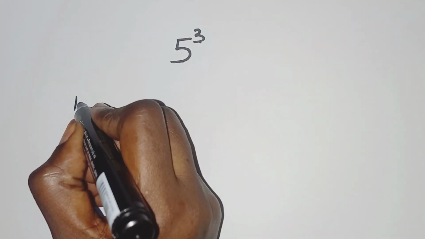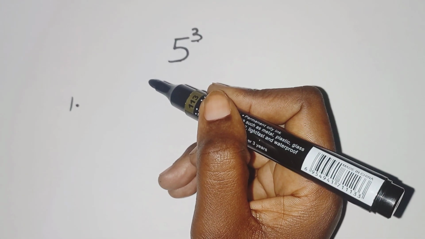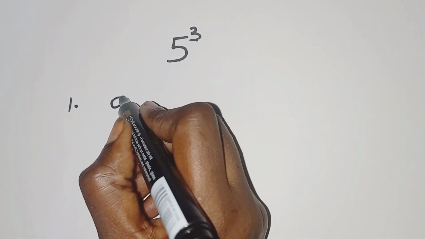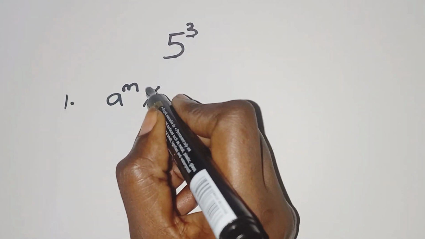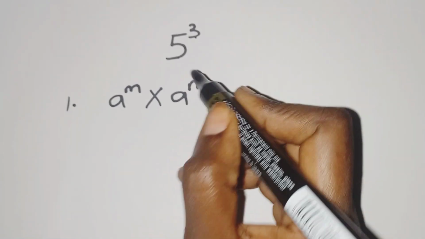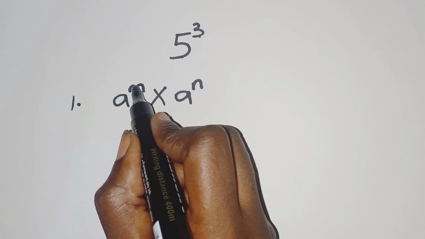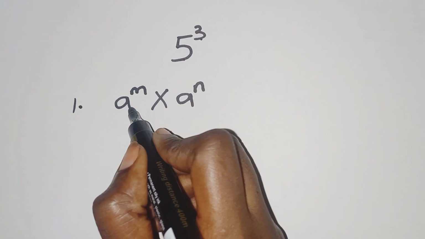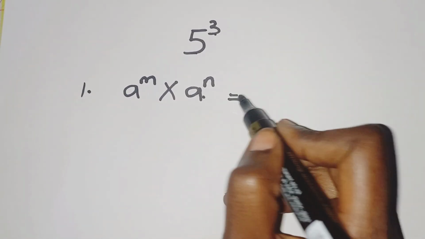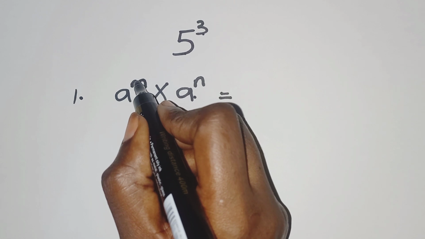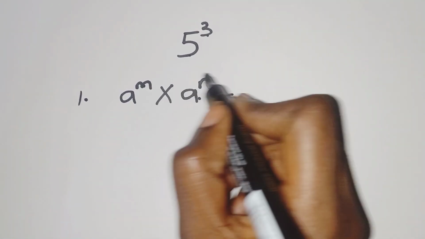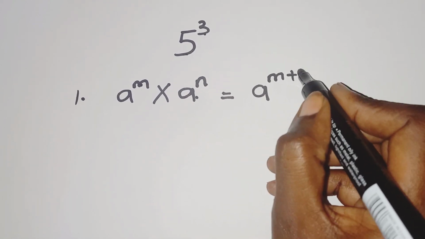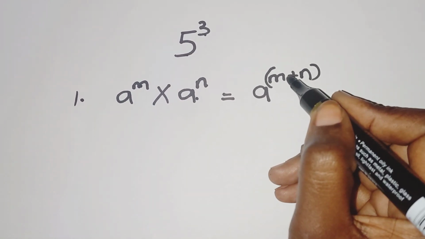Law number 1 will be multiplication of indices. In this law, if you are multiplying indices, let's say you are multiplying a raised to power m times a raised to power n, provided that the bases are the same, then to get the answer, you will take m plus n. You will add the powers. So that one will be a raised to power m plus n. That one will be your answer.